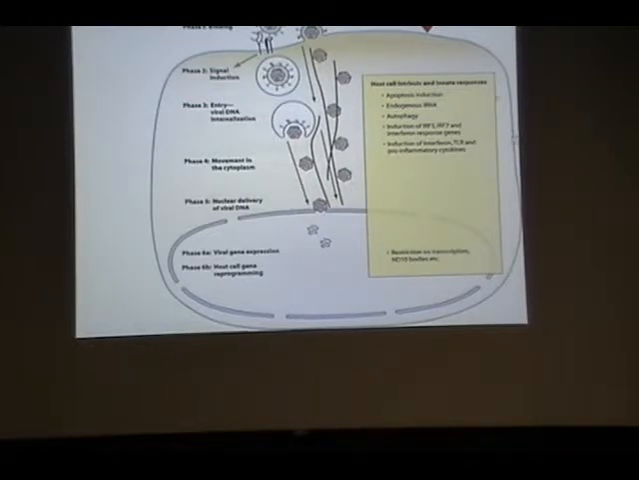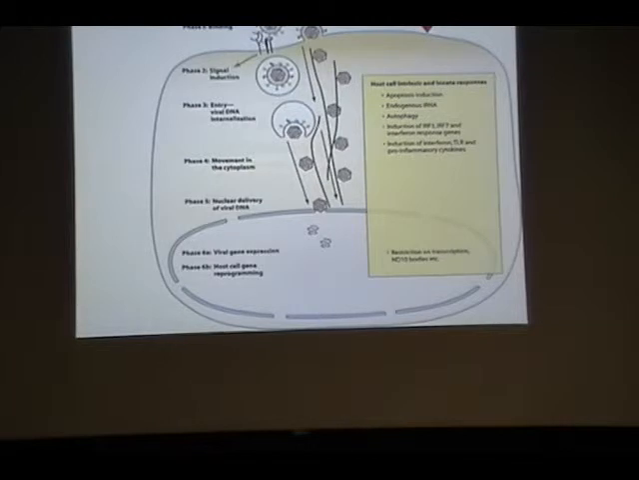The other way is because the herpes virus has a membrane, and the membrane comes from the cells. So the membrane of the virus can fuse with the cellular membrane. Through this fusion process, the virus can get into the cells as well. So through two ways, the virus can get into the cell. Once the virus is in the cell, it will travel through the cytoplasm and get into the nucleus.